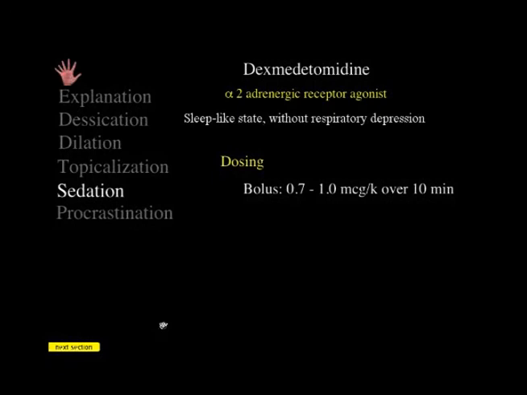The dosing is a little bit difficult. You have to bolus it. You have to give 0.7 mics per kilo over 10 minutes. If you bolus it too fast, horrible hypotension. I've seen it, ain't pretty. Infusion 0.2 to 0.7 mics per kilo per hour.